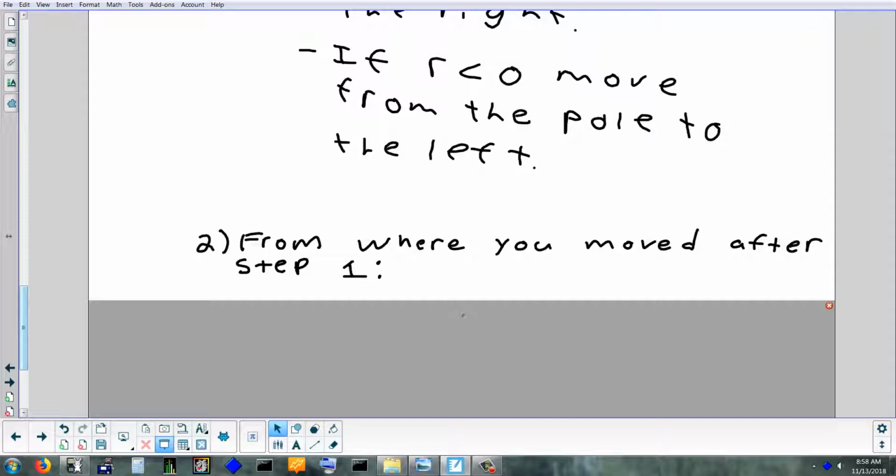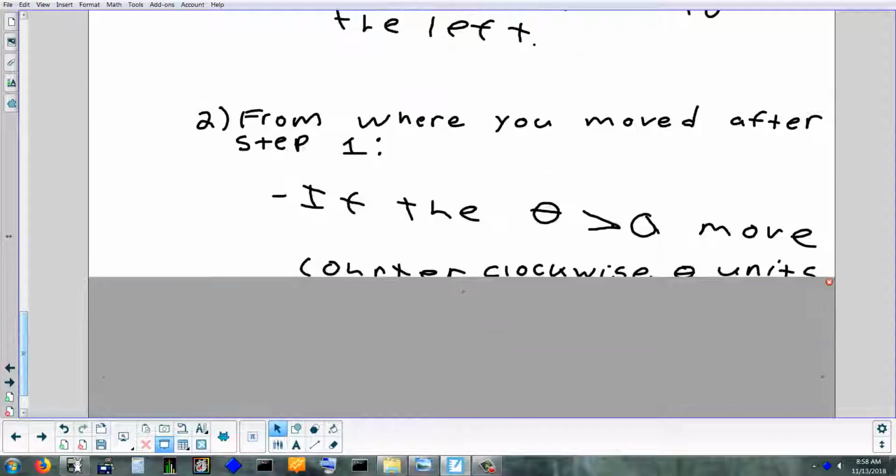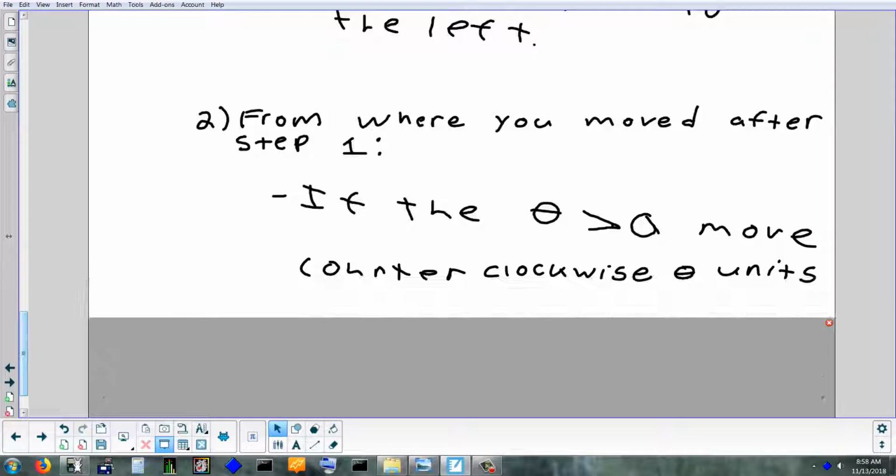Which direction you move is going to depend, do you have a positive or a negative angle? If you have a positive angle, greater than 0, counterclockwise. So positive is counterclockwise. And if you forget, just think of it this way. That's the opposite way that a clock goes.